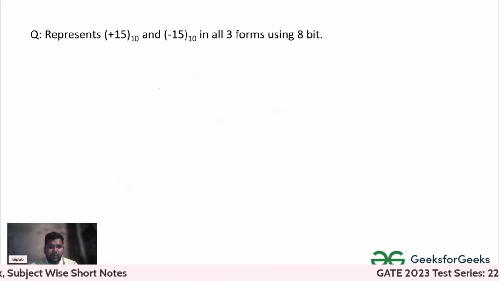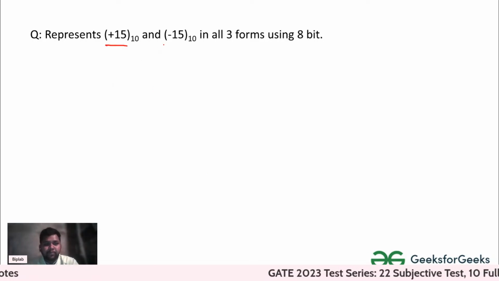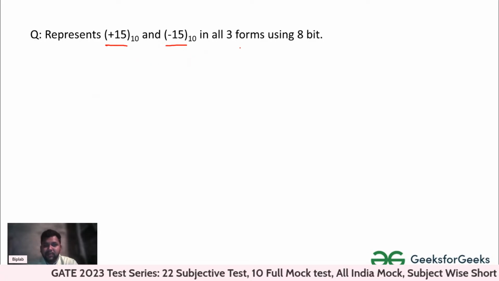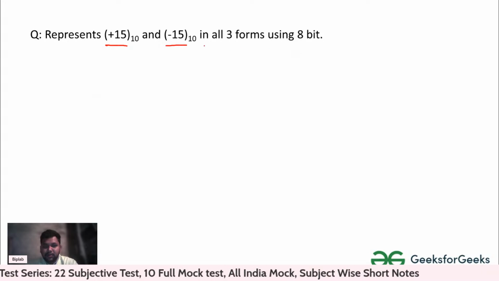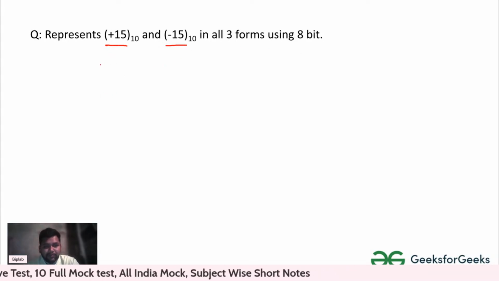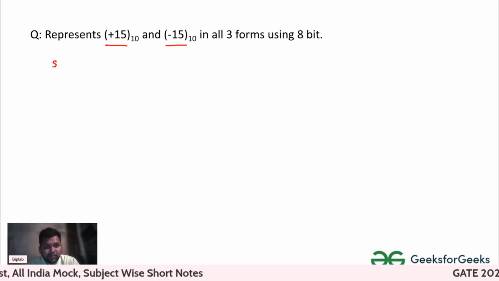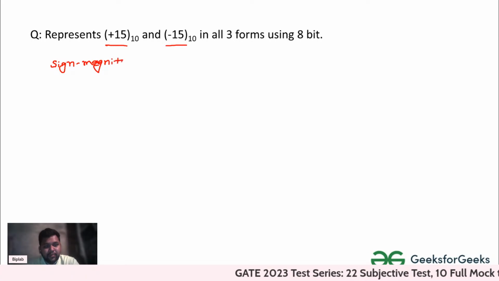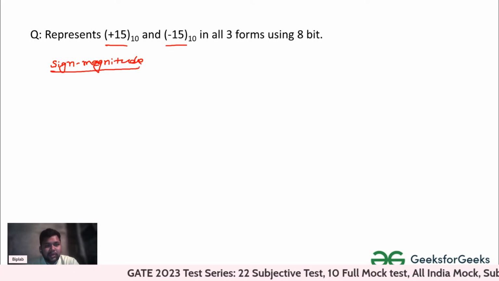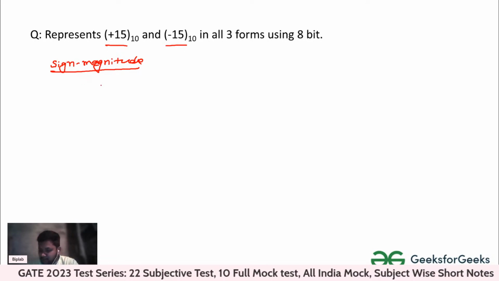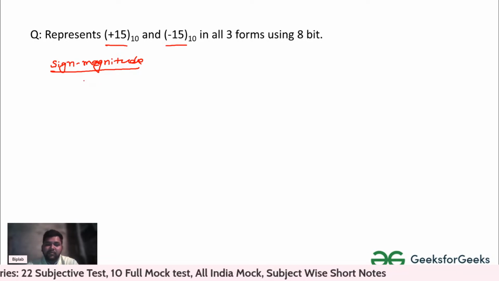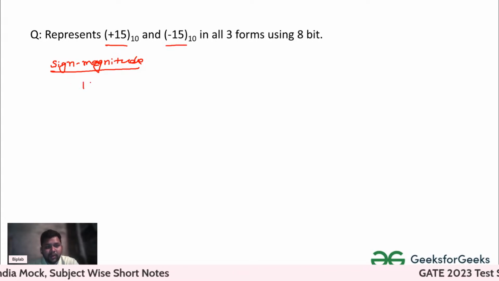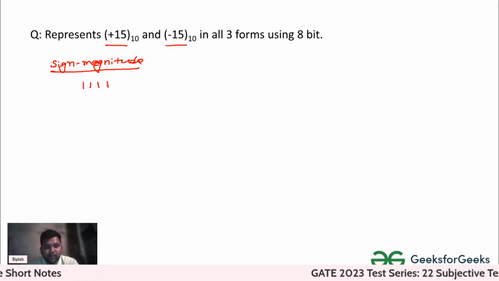Okay, so let's do it. We have to represent plus 15 and minus 15 in all three forms using 8 bits. All three forms means first sign magnitude. Just take the magnitude, convert it, and add the sign bit: for plus it is 0, and for minus it is 1. For 15, in binary it will be 1111.